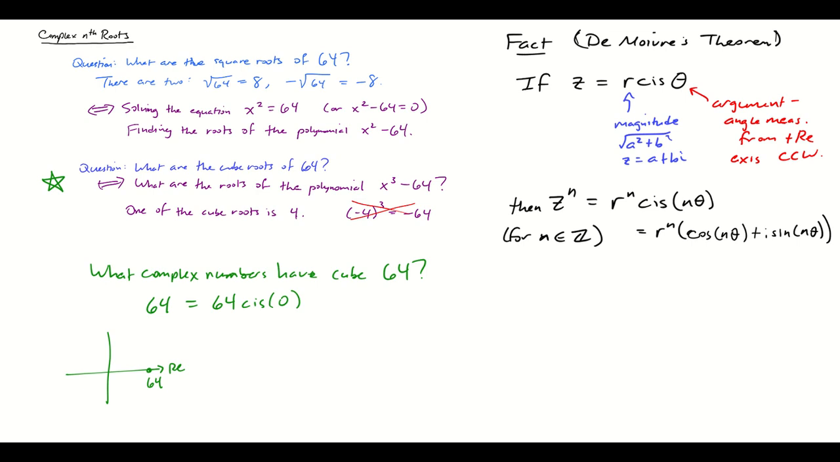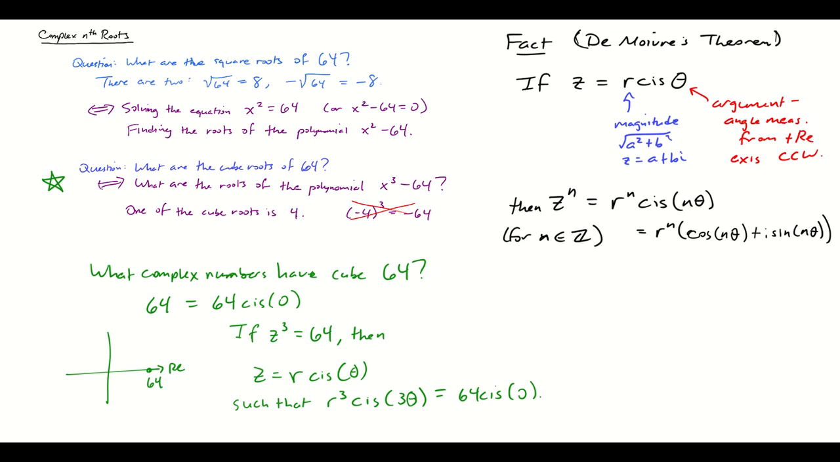So now if I'm thinking of some complex cube root z, if z cubed is equal to 64, then z has to be expressible in the form r cis theta, such that r cubed cis of 3 theta is equal to 64 cis of 0. Now let's think about that. We know that we want the magnitude r cubed to equal 64, and magnitude has to be a non-negative real number, so r is going to have to be 4.